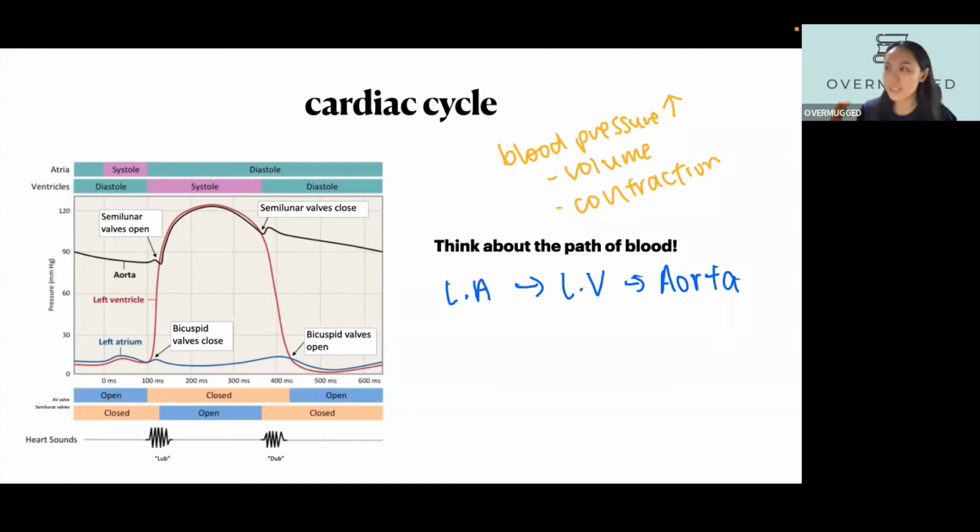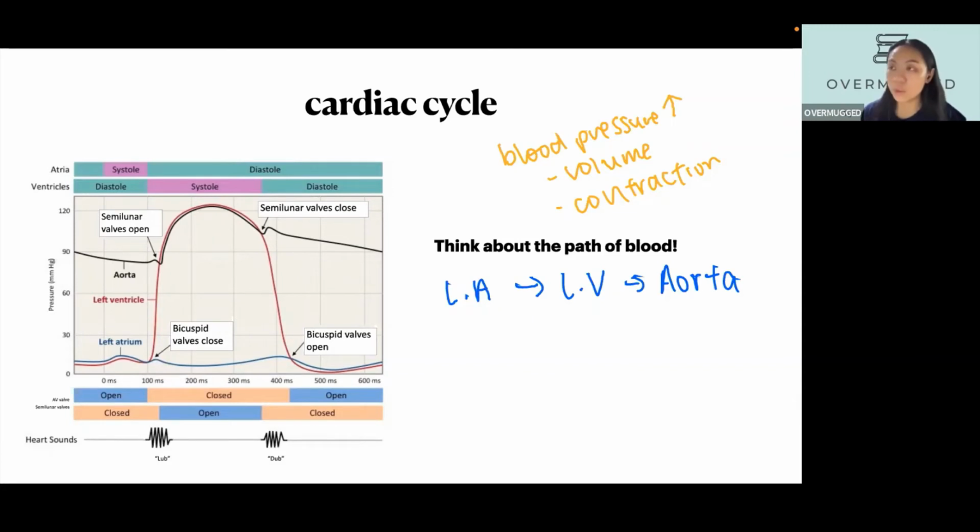But in an MCQ question, let's say we just need to quickly get the answer. When do valves close? When do valves open? Just look immediately. Just zoom in here. Left ventricle pressure higher than left atrium pressure.